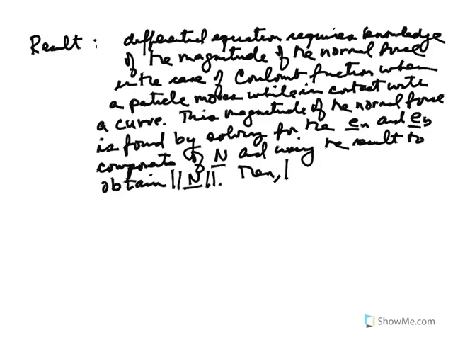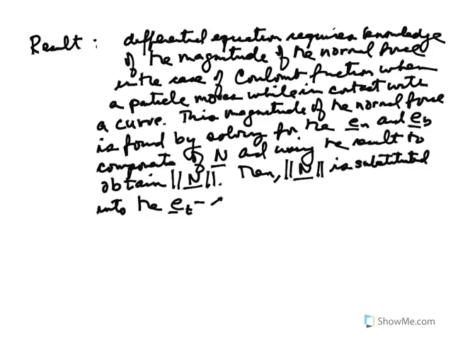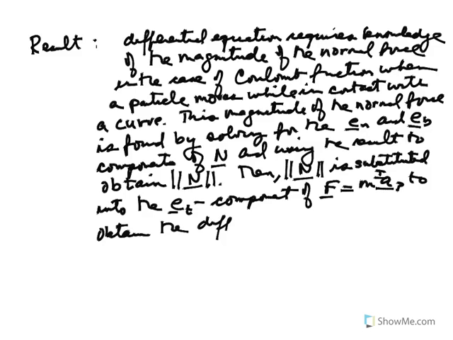Then the magnitude of N is substituted into the E_t component of F equals m a to obtain the differential equation. So that summarizes what happens in the case of Coulomb friction for a particle moving while in contact with a curve.